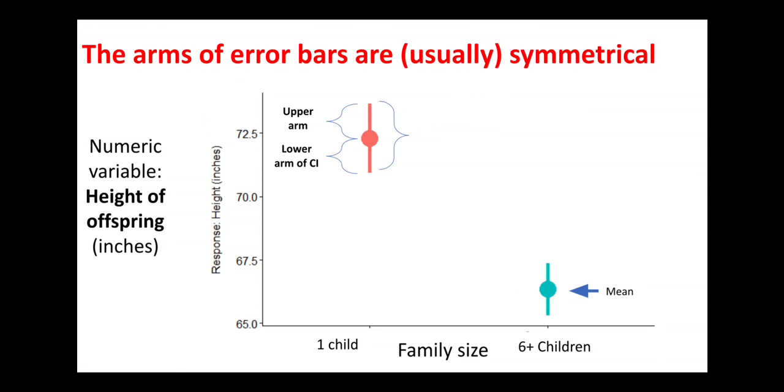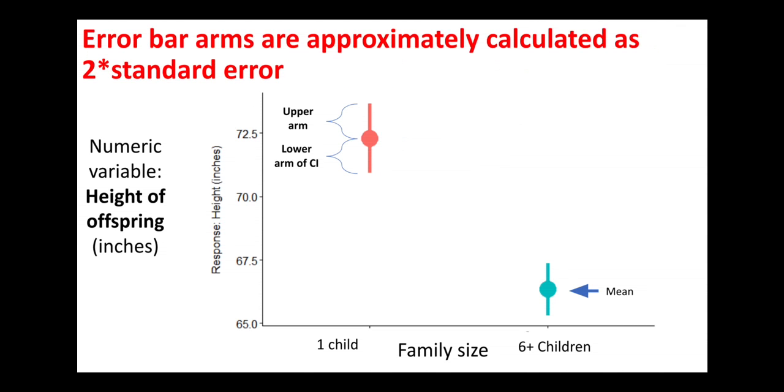The arms are usually symmetrical in most applications that you run into in intro bio classes and basic biology labs, but it's important to keep an eye out for error bars and 95% confidence intervals that aren't symmetrical. When they are symmetrical, you calculate the length of one of the arms, and then you use that value for both the upper arm and the lower arm. So again, usually the upper arm and the lower arm are equal length. In more advanced settings, you'll get to situations where they're different.